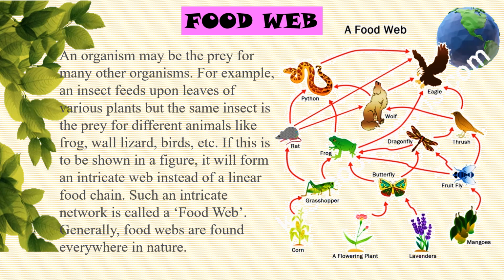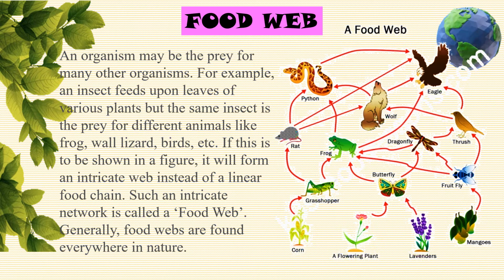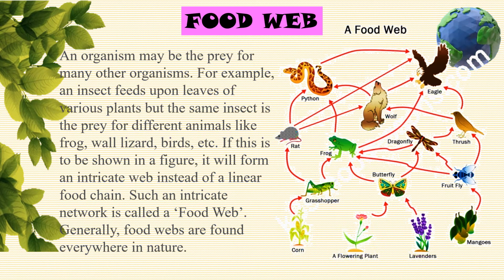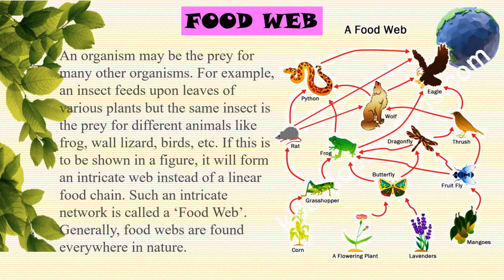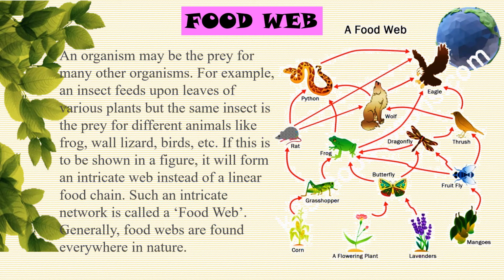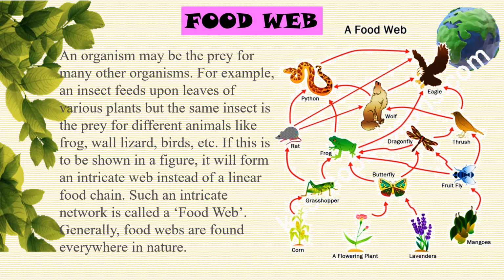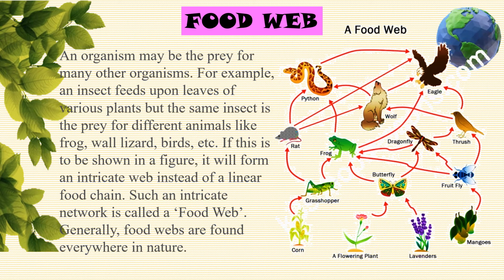Next is the food web. An organism may be the prey for many other organisms. Now if you keep a deer in front of a lion, a tiger, a cheetah, you can see that there are three different animals, but they can feed on the same deer, right?